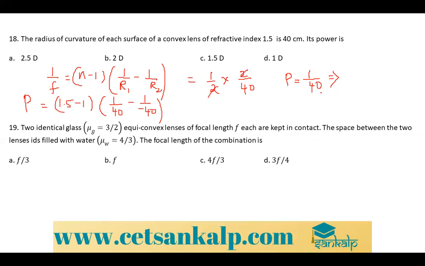converting. Ekana meter alli irbeku, so it is 1 divided by 0.4. So 1 divided by 0.4 is 2.5 diopter P.